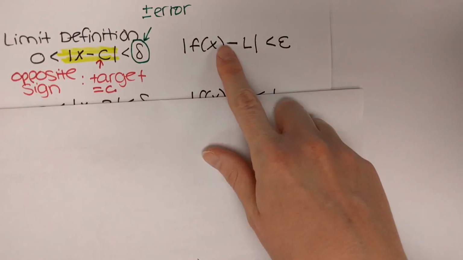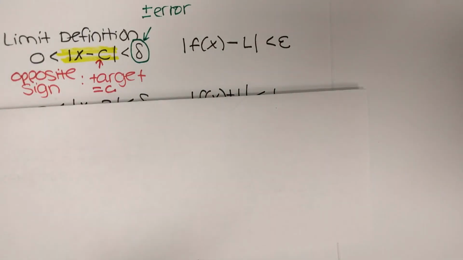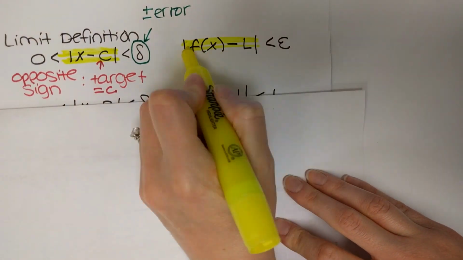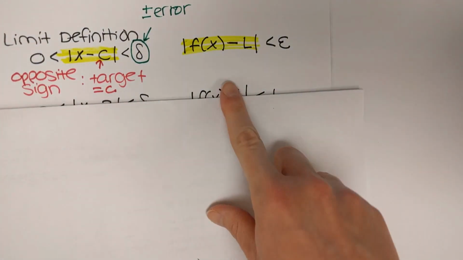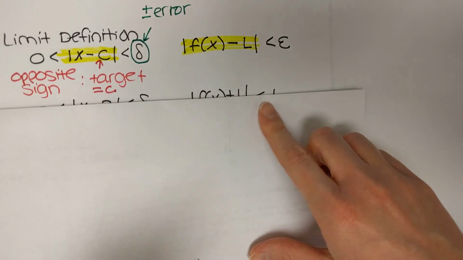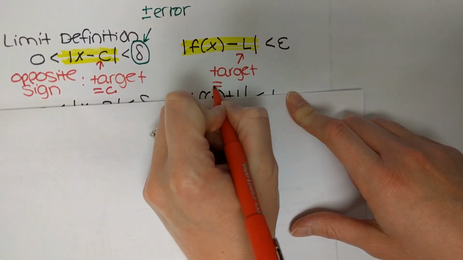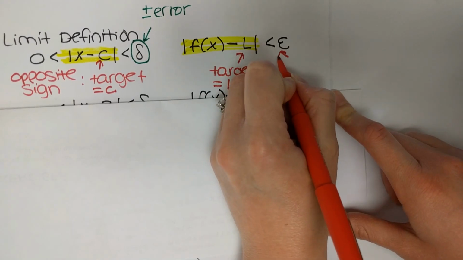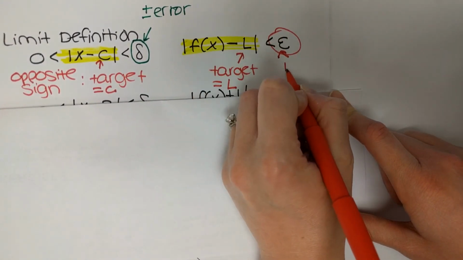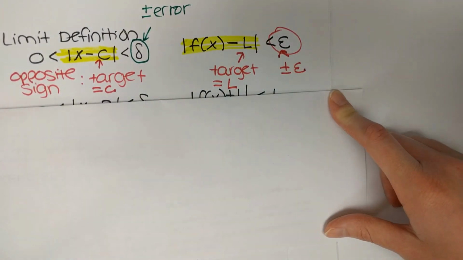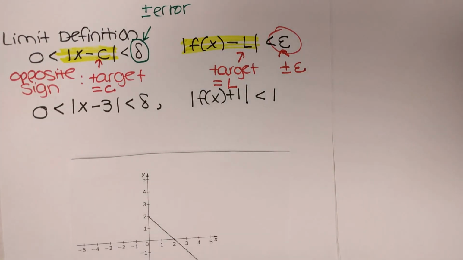So if you look at, for example, the conclusion of the limit definition, we have f(x), which is the same thing, of course, as y, minus L. So that would mean that the target on the y-axis is equal to L, and the error would be this epsilon, so plus or minus epsilon. All right, so with that said, let's look at the problem that they've given us here, thinking about the target and what the error is going to be.